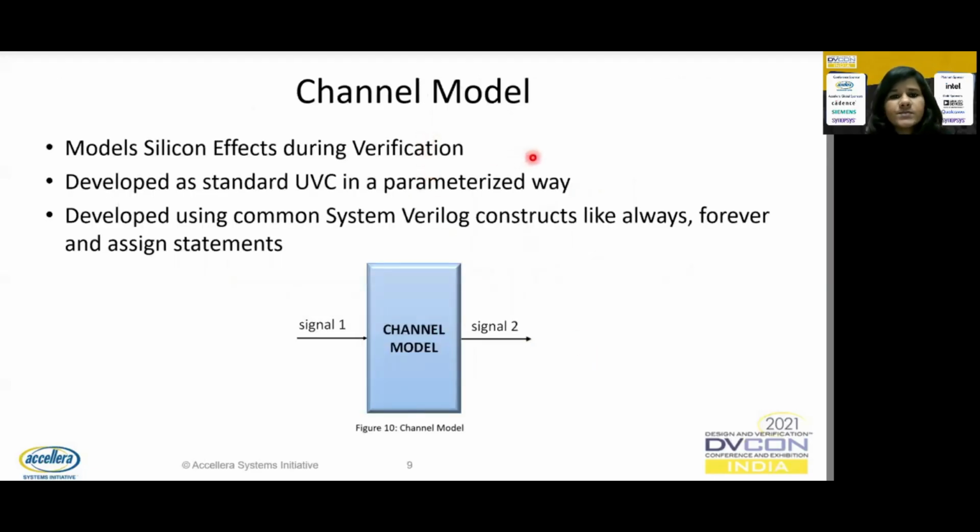Our in-house channel model has been developed as a UVM component. The parameters allow configurability in terms of the maximum and the minimum skew or damage that can be applied, while conforming to the JEDEC timing parameters and the design specifications. The different features are generated by approximating the manifestation of effects in the digital time domain by using UVM constructs like always, forever, etc. The top level view of the channel model that can be seen here shows that signal 1 is the input and signal 2 is the output. This output is the signal on which we see the desired effect.